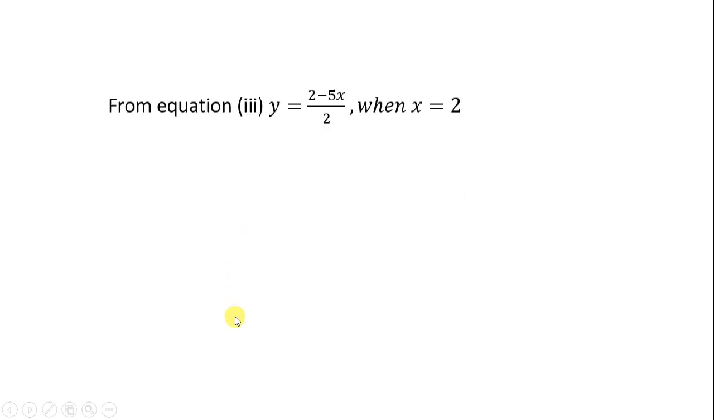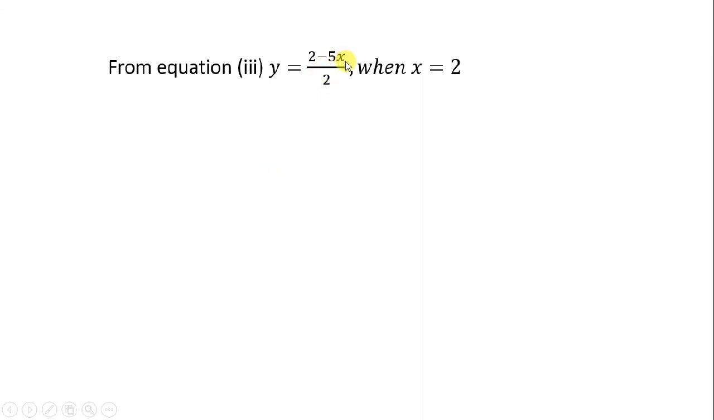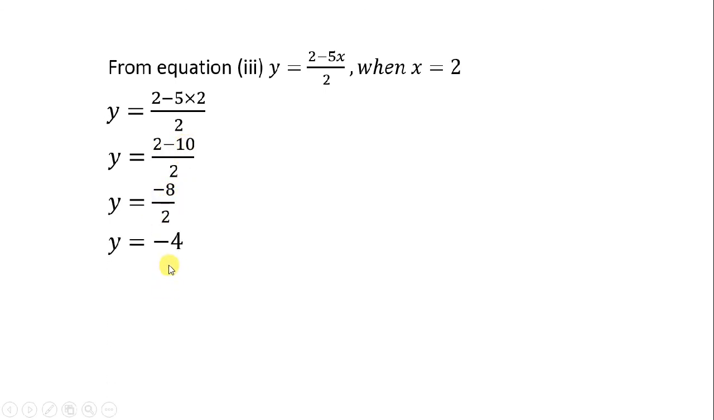From here, what are we supposed to do? We are supposed to replace. Where there's x here, we'll replace a 2. So we'll say from equation 3, y is equals to 2 minus 5x divided by 2. When x is equals to 2, where there's x, we'll replace a 2. If you multiply negative 5 times 2, you get a negative 10. Since the signs are different here, we'll subtract the numbers, put the sign of the bigger number. 2 minus 10 is negative 8. Divide 2 into negative 8, we'll get a negative 4. Therefore, our answer is x is equals to 2 and y is equals to negative 4. As simple as that. Hope to see your solutions.